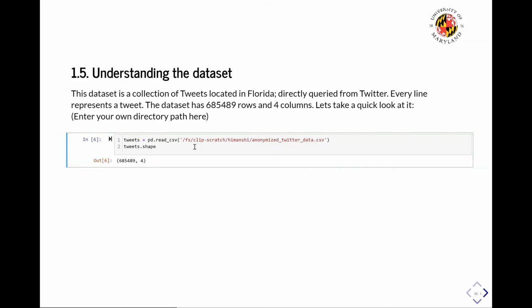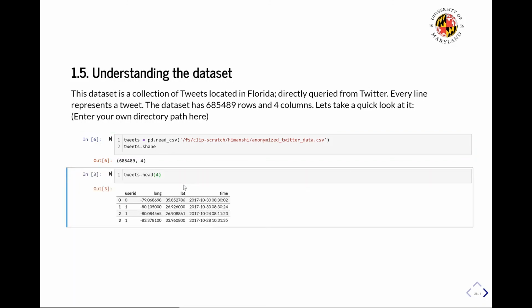So this is the location from where the file is imported. This will have to be your downloads folder or wherever you have saved the file in your PC. And this is the shape of this tweets variable. So pd saves this file into the tweets data frame, and now we are seeing the shape of this data frame. So this data frame contains around 685,000 tweets and 4 columns, which look like this.